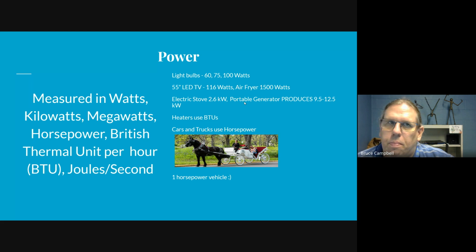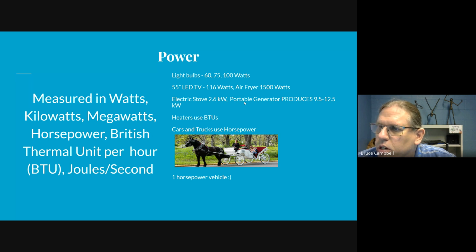An electric space heater would use British thermal units, especially if it's run on gas or propane, right? Cars, trucks, the big trucks, the big rigs, right? They have horsepower.